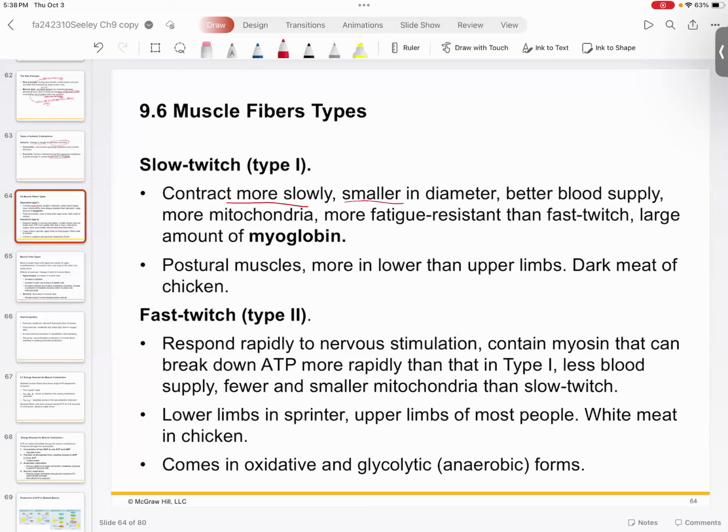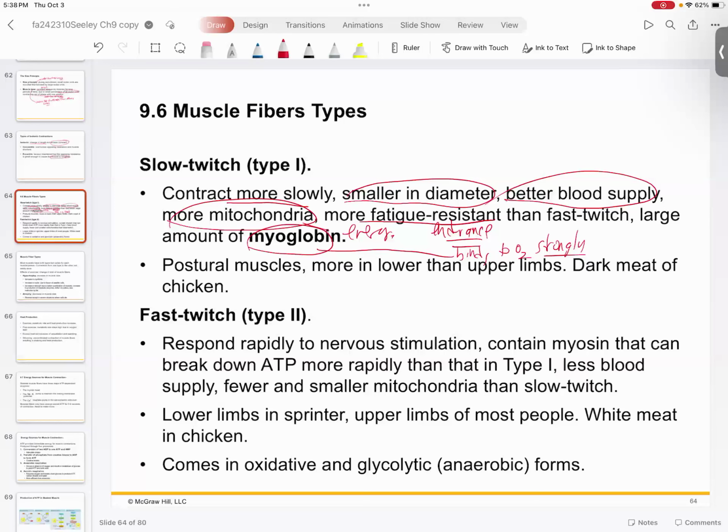They tend to be smaller in diameter. They tend to be rich in blood. They have more mitochondria, that's for energy. They tend to resist fatigue. So basically, these are your endurance muscles relative to fast twitch. And they have a large amount of myoglobin. Myoglobin basically binds to oxygen very strongly and doesn't want to let it go, so it's a really good source of stored oxygen.